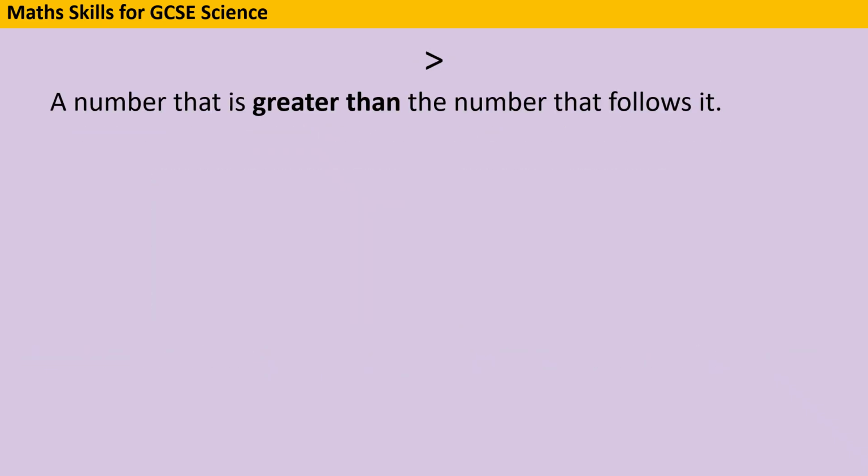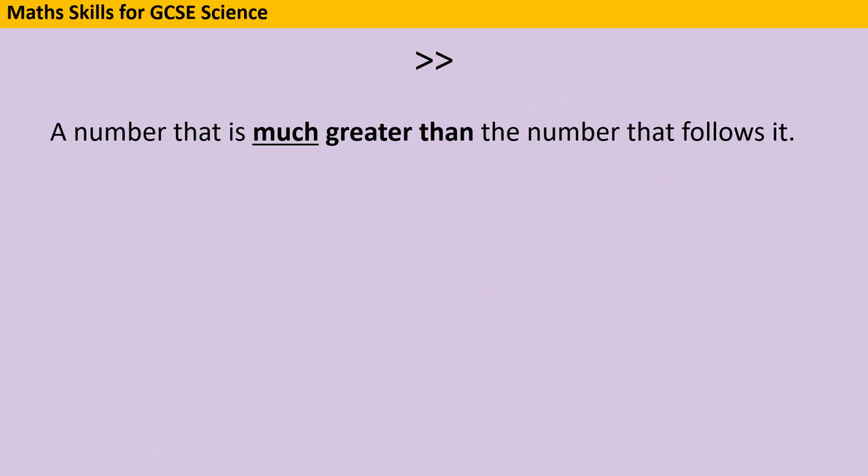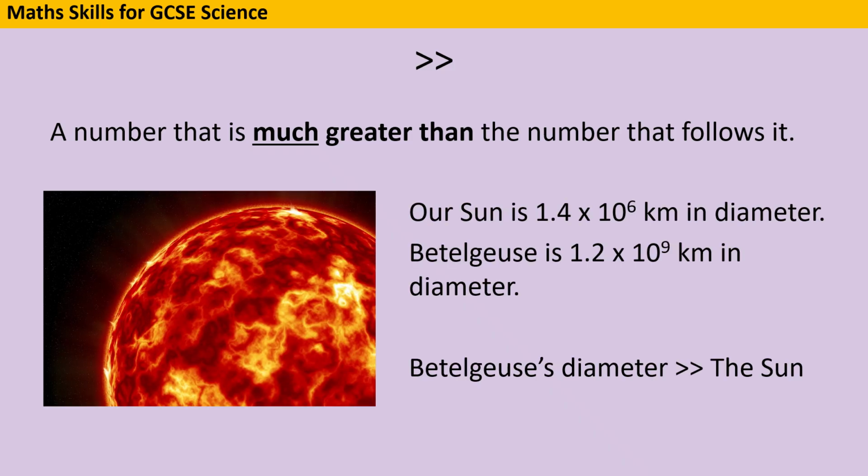Then in the opposite direction, we also have an inequality that represents a number that is greater than the number that follows it. So for instance, here we might say that the temperature change for the experiment using magnesium is greater than the temperature change for the experiment that uses zinc. And then in exactly the same way, we can use a double inequality to represent that a number is much, much larger than the number that follows it. So for instance, if we consider the size of our sun and the size of Betelgeuse, then Betelgeuse's diameter is much, much larger than the diameter of the sun.